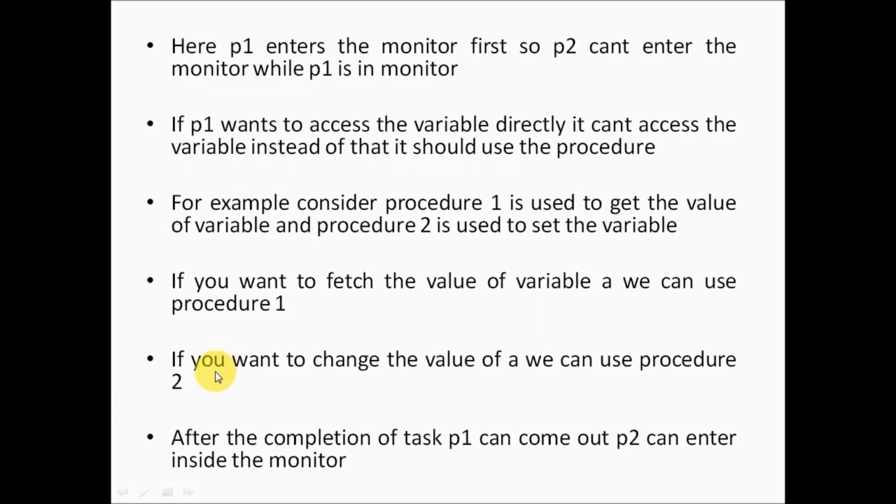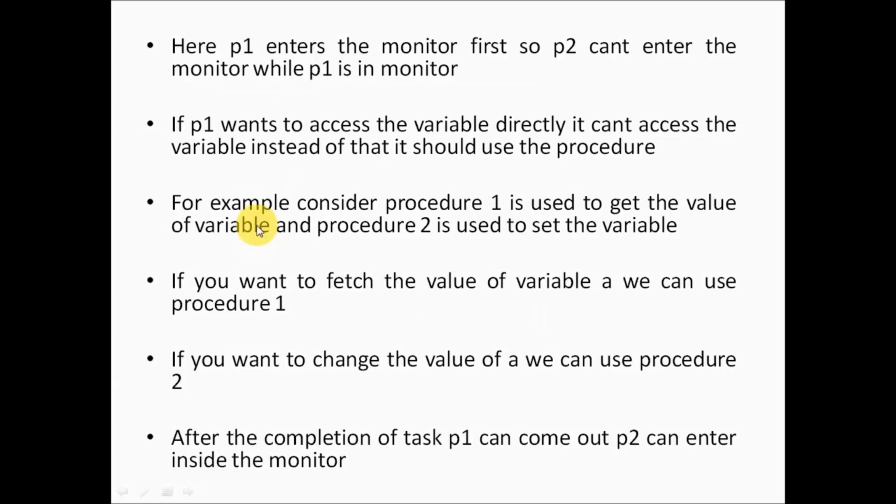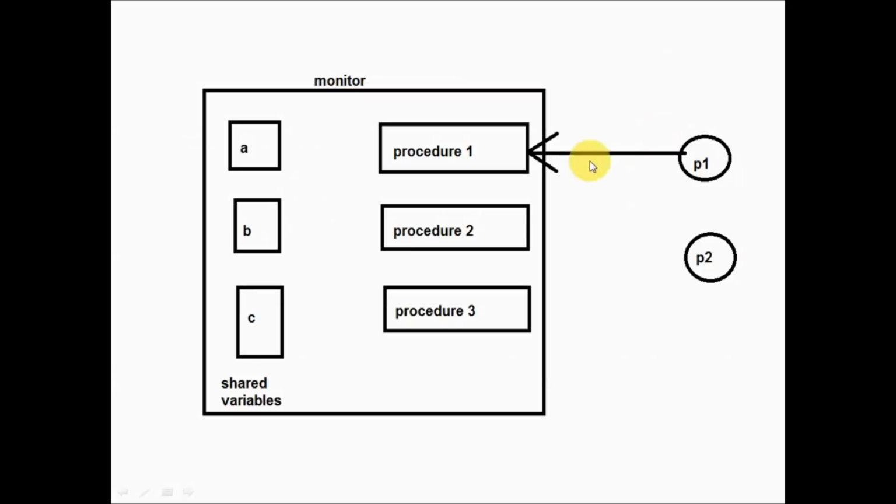Now if you want to change the value of the a, you can use procedure 2, because procedure 2 is used to set the value of the variables. So that's why I can use procedure 2 to change the value of the a. Getting, guys? So see here, which is the process doing this? P1 is the process that is doing this change.